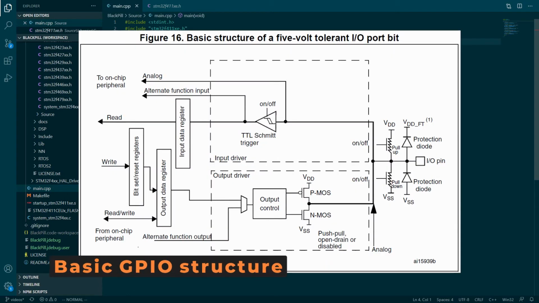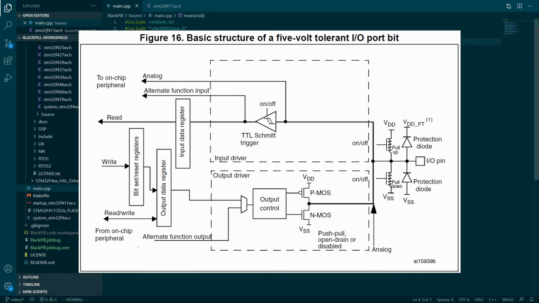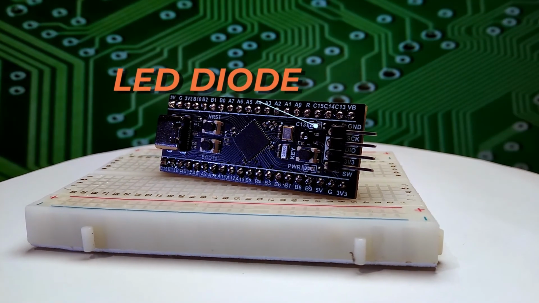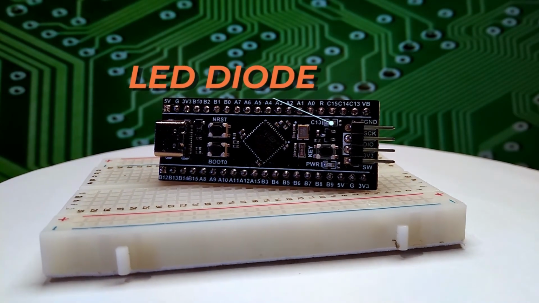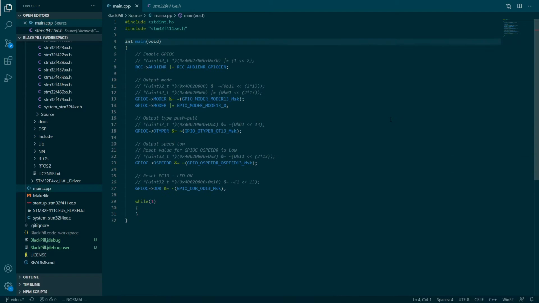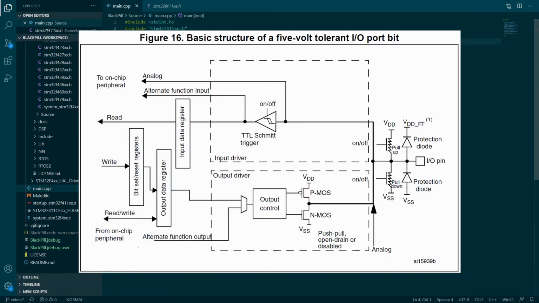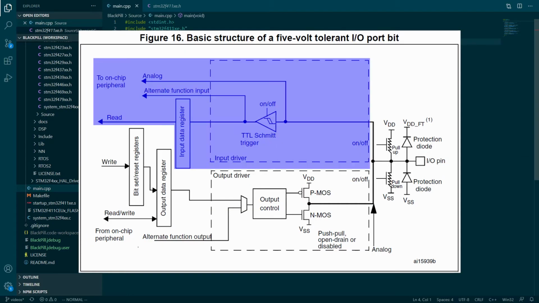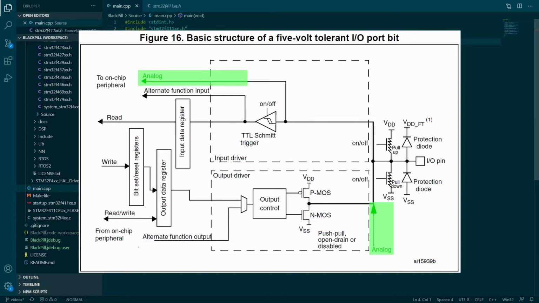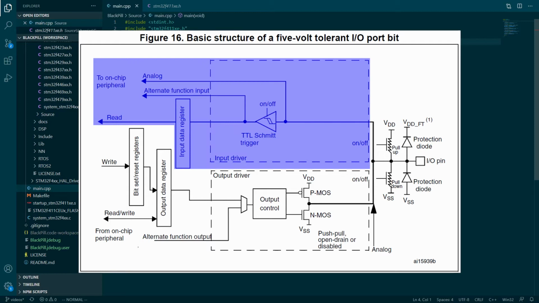Before we start configuring inputs in our application, we need to again have a look at the GPIO schematic diagram, same as we did when playing with outputs in the previous video. If you don't know how to configure outputs, you should definitely pause this video and watch the previous video about GPIO outputs first. As you remember, a GPIO pin can have 4 different modes: inputs, outputs, analog, and alternate function. This time we will take care of digital inputs.